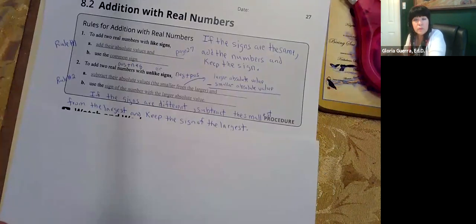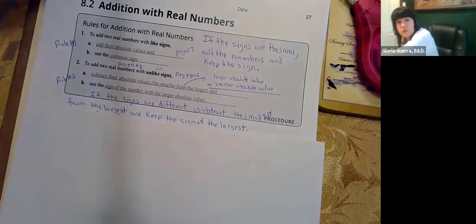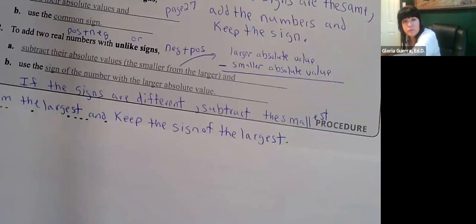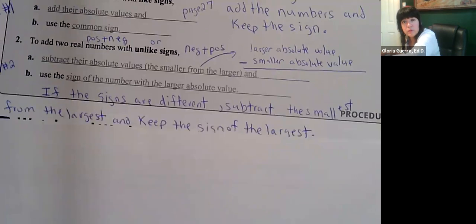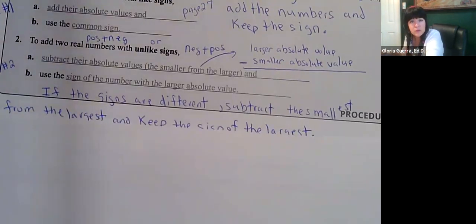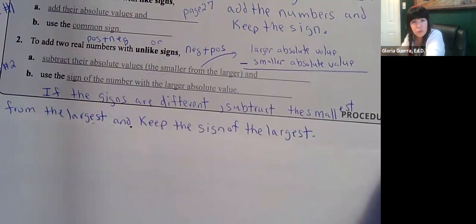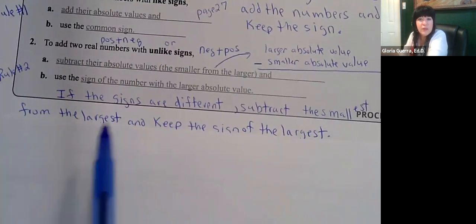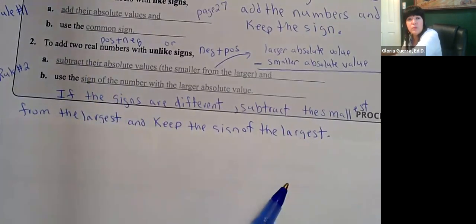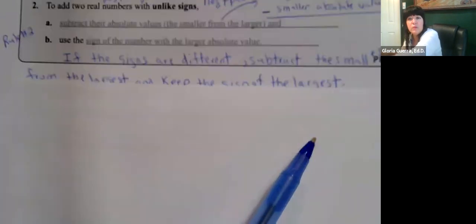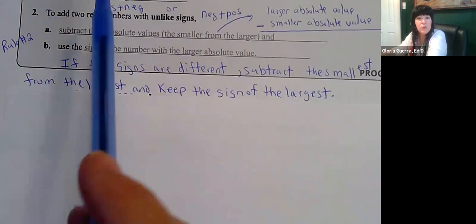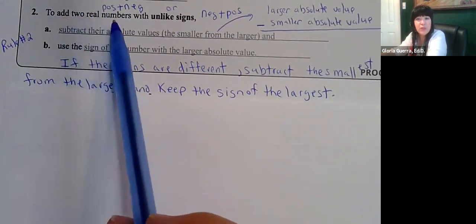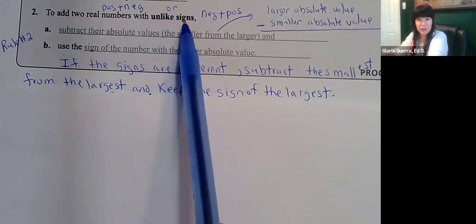Back on page 27. And now this is the second rule. Let me just enlarge this a little bit. Okay, so here's your second rule. And you can see your teacher here on the side has rule number two. This says, so we can increase this a little bit. There we go. Okay, so the rule says to add two real numbers with unlike signs, okay?